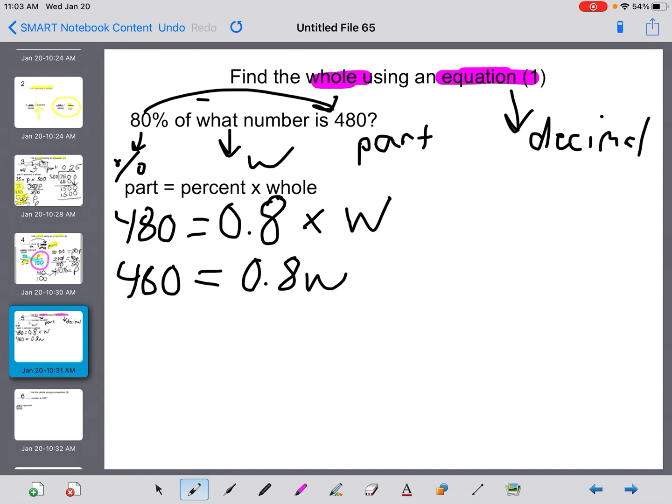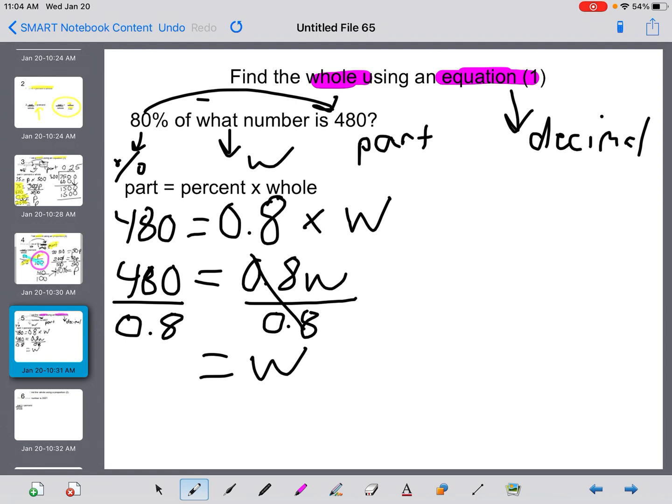So even though we're working with a decimal, don't be scared. Same rules apply. What's happening to W? It's being multiplied by 0.8. What's the opposite? Divide. That cancels out. What you do to one side, you must do to the other. So now grade 7, we have 480 divided by 0.8. So let's do some long division.